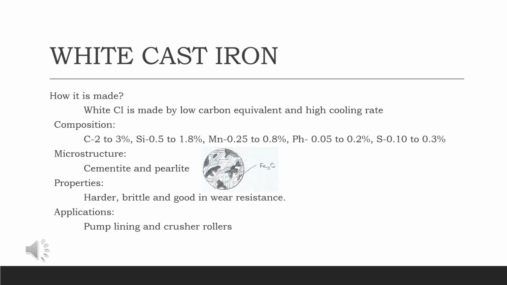The manufacturing process of white cast iron is topsy-turvy to gray cast iron. White cast iron is made by lower carbon equivalent and high cooling rate. Here I have given you the composition of white cast iron. When we go into the microstructure of white cast iron, during microscopic examination you can find that it contains cementite and pearlite. Because of the higher cooling rate, it forms cementite. This cementite is harder and brittle, and that is the reason why white cast iron is always hard and brittle, and it exhibits very good wear resistance, and that is why it is widely used for pump lining and crusher rollers.